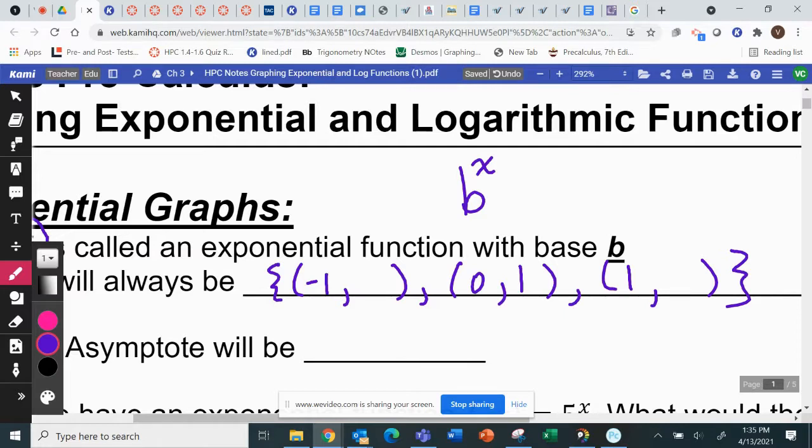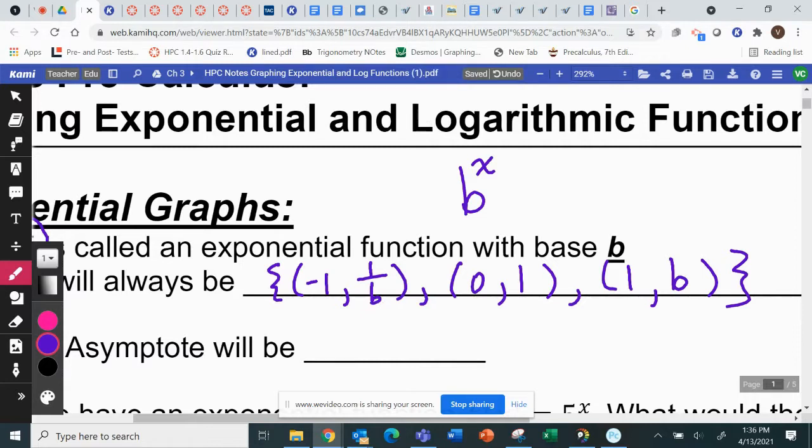until we do transformations. Every single one of these, if I plug in 1, what do I get? B. And B just represents whatever your base is. And then if I plug in -1, what does -1 do when it's an exponent? It reciprocates. So if it's not a fraction, it will change it into a fraction. So 1 over B. So those are our key points.